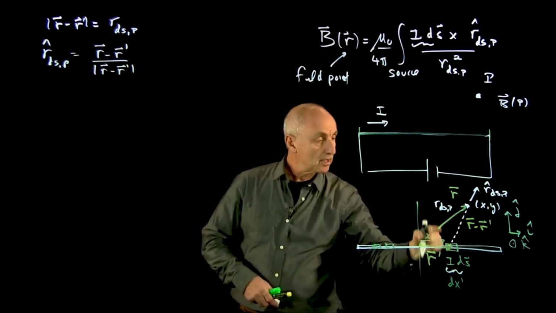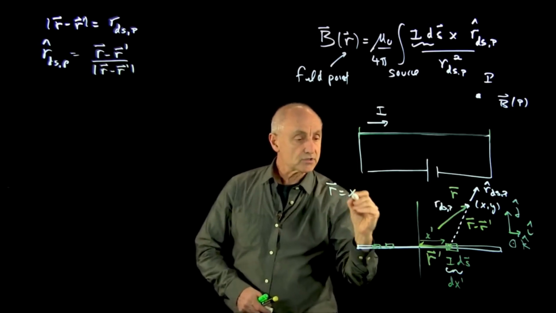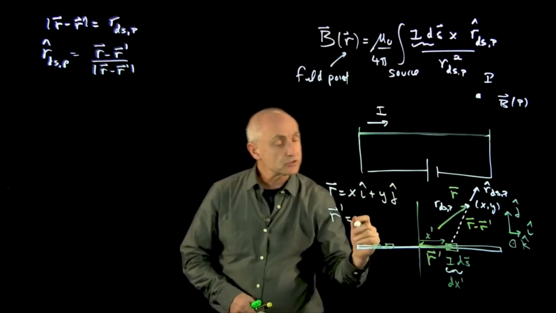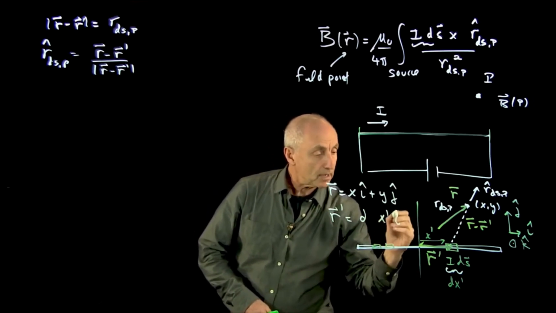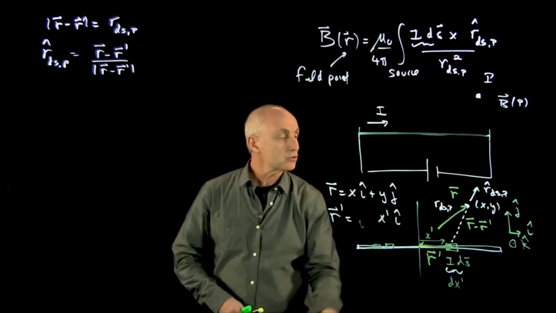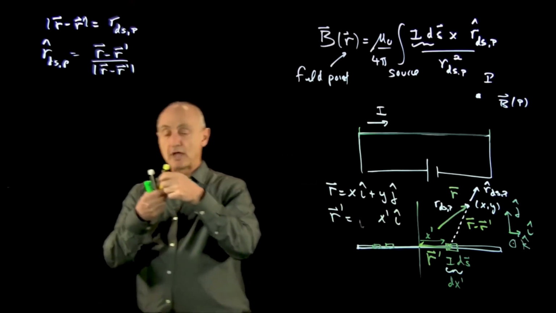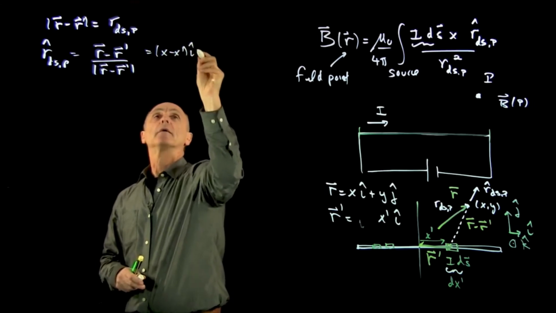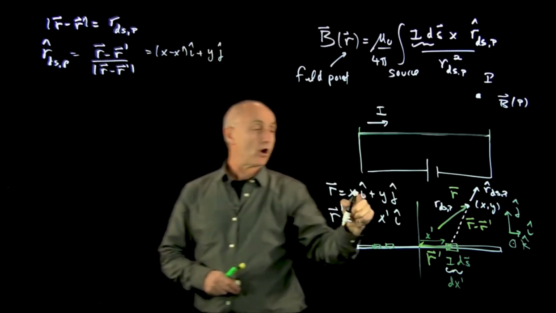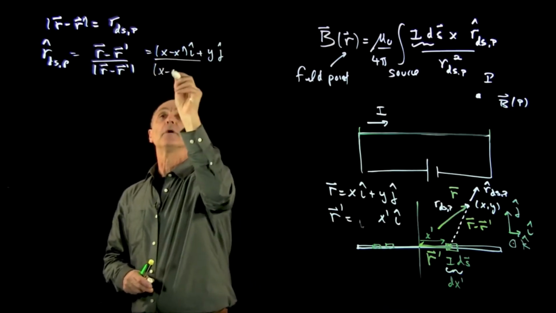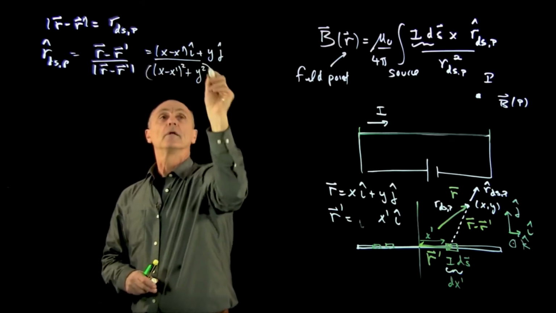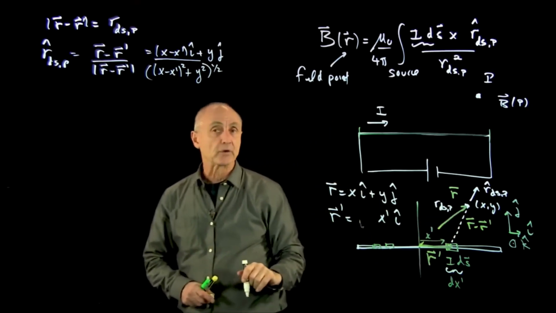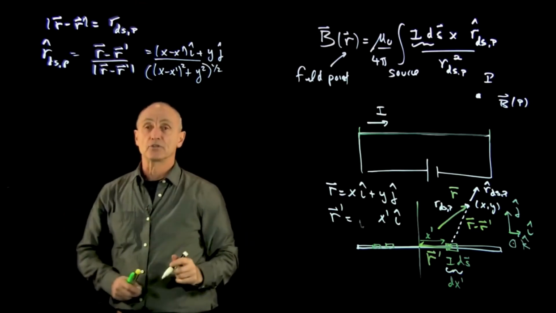Now, these two vectors are easy to see. The vector r is to the field point, so we write it in Cartesian coordinates, and the vector r prime is to the infinitesimal current source, and that's equal to x prime i hat. And so it's a trivial matter, well, not trivial, but it's just vector subtraction to write r minus r prime as x minus x prime i hat plus y j hat. And we use the Pythagorean theorem to get its length, x minus x prime squared plus y squared to the 1/2. Now, you could have done all of this just with the Pythagorean theorem and vector decomposition. This is another nice way to do it.